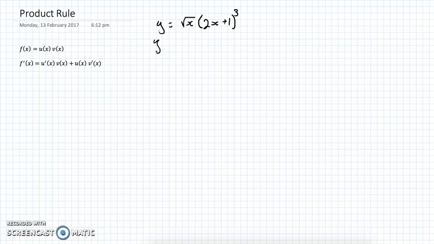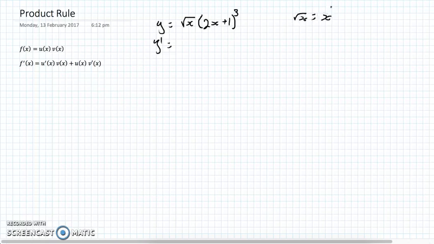So y dash. So we take the derivative of the square root of x. So rationalize it first so that if we've got the square root of x, it's going to equal x to the power of a half. If we take the derivative of this, we should end up with a half x to the power of minus 1 over 2. Multiply it by all of this, 2x plus 1 to the power of 3. Leave it as is. Then we're going to add the square root of x.